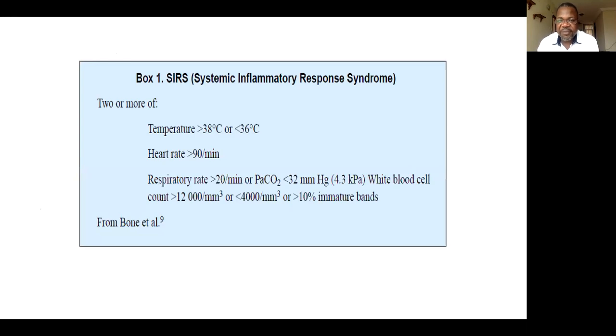Now, what is systemic inflammatory response syndrome? We define it if we have two or more of the following four criteria. One is that someone should have a temperature of above 38 degrees or below 36, a heart rate of above 90 beats per minute, and a respiratory rate of above 20 per minute, or you can measure the partial pressure of CO2, which should be below 32. And the fourth element is the white blood cell count, which can be either above 12,000 per cubic millimeter or below 4,000.